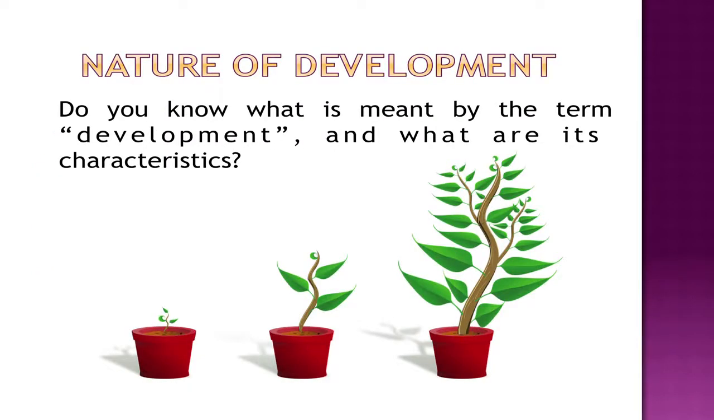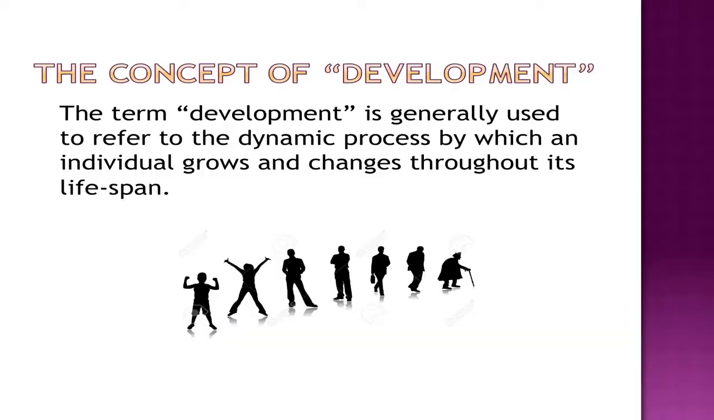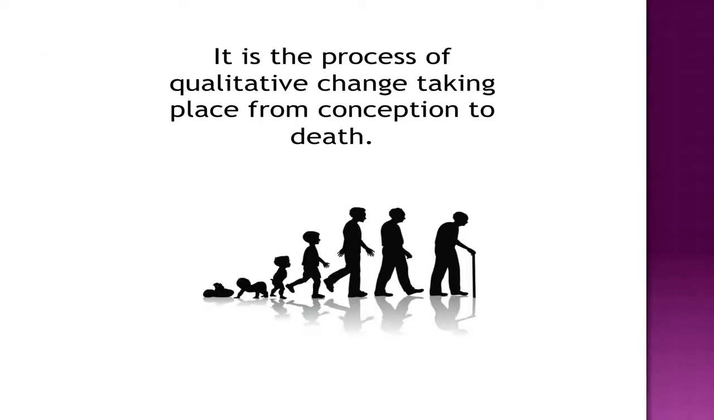Do you know what is meant by the term development and what are its characteristics? Let us know what is meant by development and its characteristics. You may be curious to know how the process of development takes place. The term development is generally used to refer to the dynamic process by which an individual grows and changes throughout its lifespan. It is often thought of as a process of qualitative change taking place from conception to death.